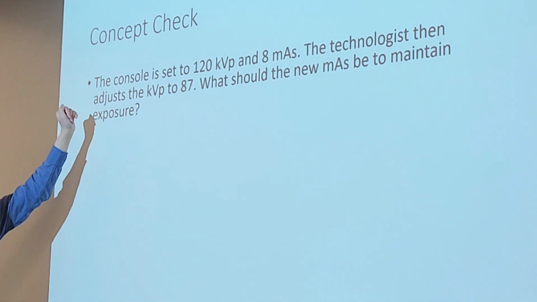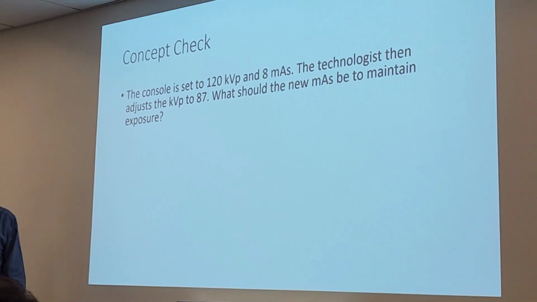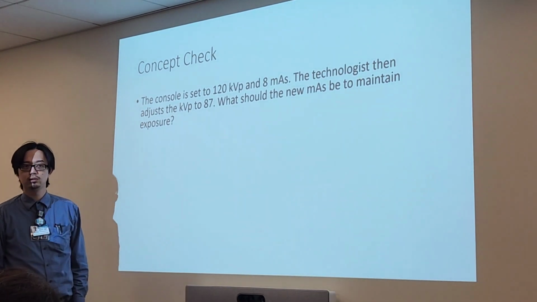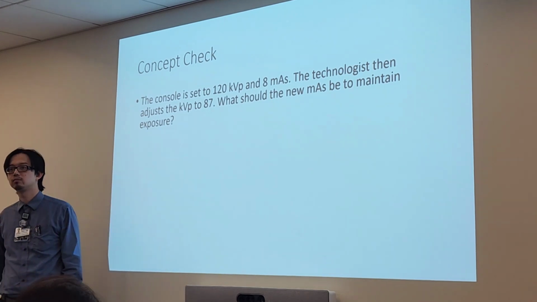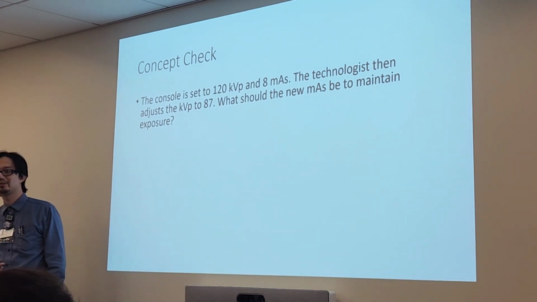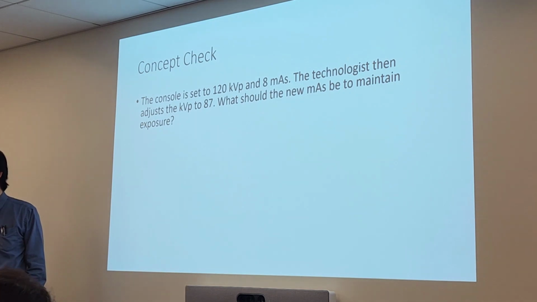Over here. Console is set to 120 KVP, 8 mass. We approach this kind of question: you have to see how many times you brought the KVP down and apply that to the math. Good. You have to decrease the KVP. So let's figure out how many steps we have to take, and then figure out how many times we need to change our math.